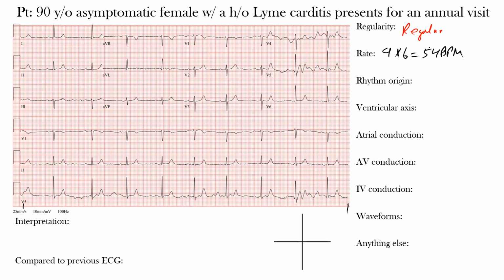So if you see this complex here, notice that this R wave falls right on one of these thick lines. The next R wave is this one. Here's the QRS complex, this is our R wave here. Notice it's just beyond the next thick line. So if we count the number of thick lines between them, we have 1, 2, 3, 4, 5. So it's just over 5.